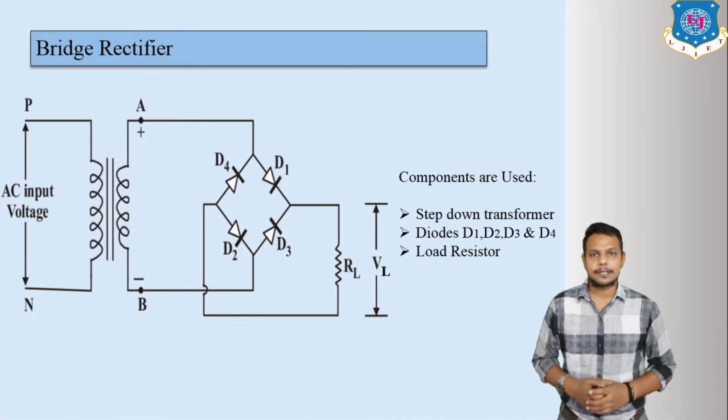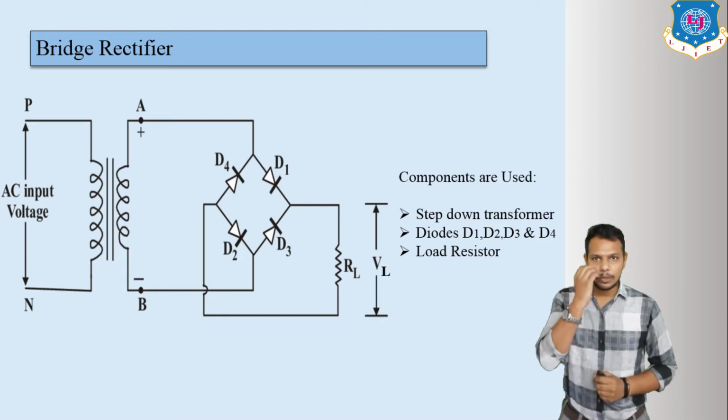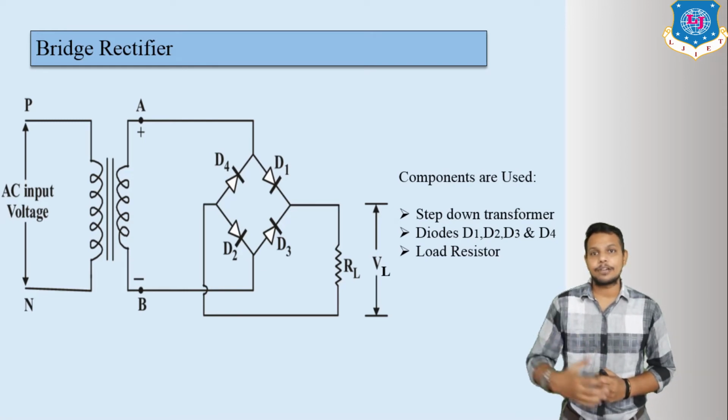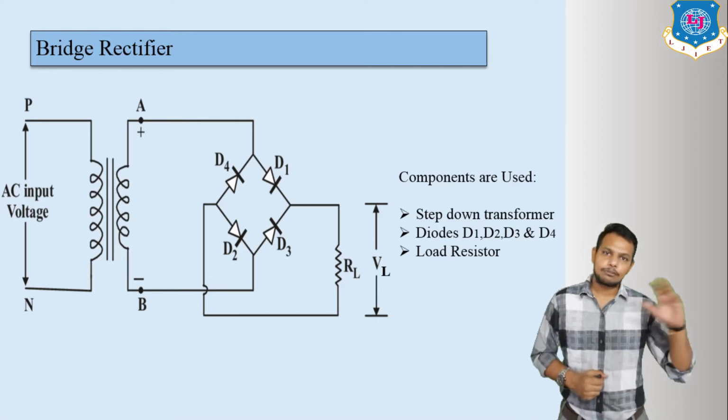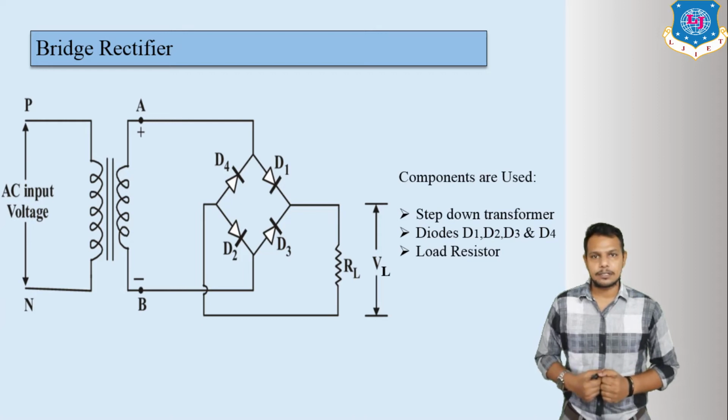So this is the circuit diagram of the full bridge wave rectifier. Here we can see four diodes are used, along with a load resistor and a step down transformer. In this circuit diagram we will enter the input waveform, or we can say AC waveform, from the input side, and we will get output across the RL, that means load resistance.